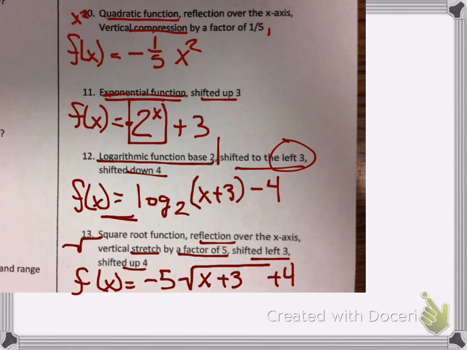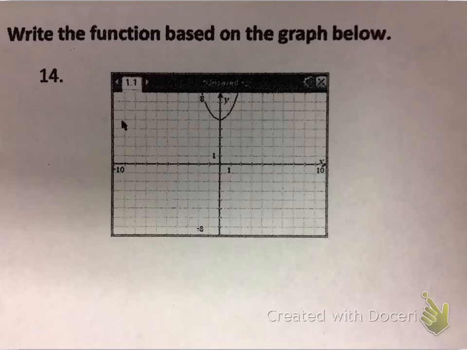All right, so let's do finally the last little bit right here. Okay, I'll show you the other picture in a second, but let's write a function based on the graph below. Okay, first off, what kind of function is that? That's a U-shaped function, so you know it's got to be quadratic. So it's quadratic.